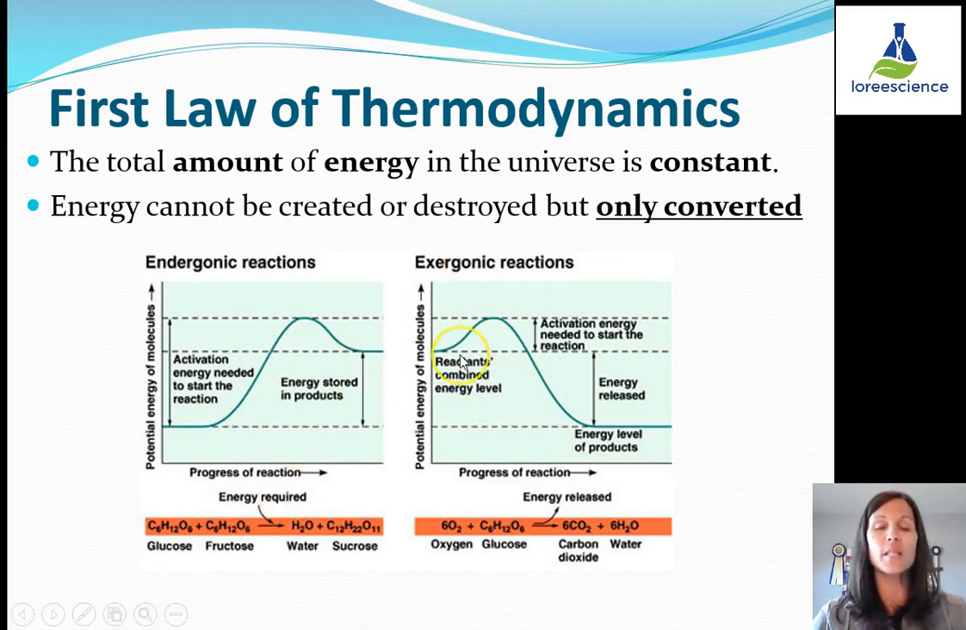So oftentimes these types of reactions are paired together. So the endergonic reaction that needs energy will often happen simultaneously with an exergonic reaction. So the exergonic reaction releases the energy, the endergonic absorbs it, and the two reactions kind of feed off each other.